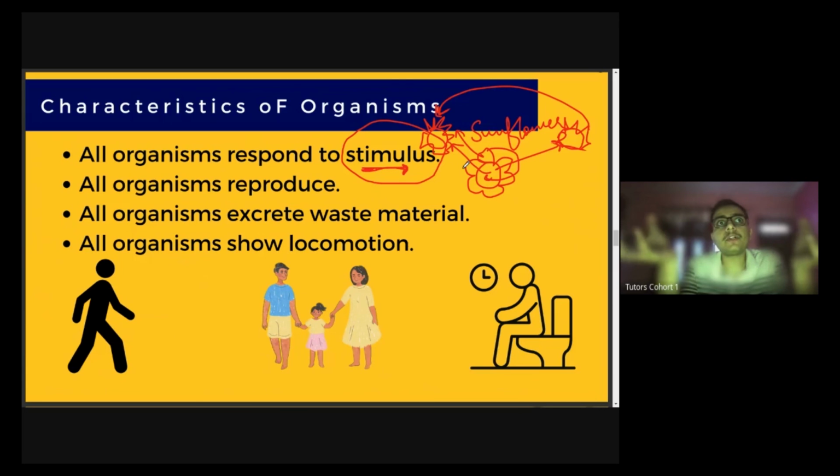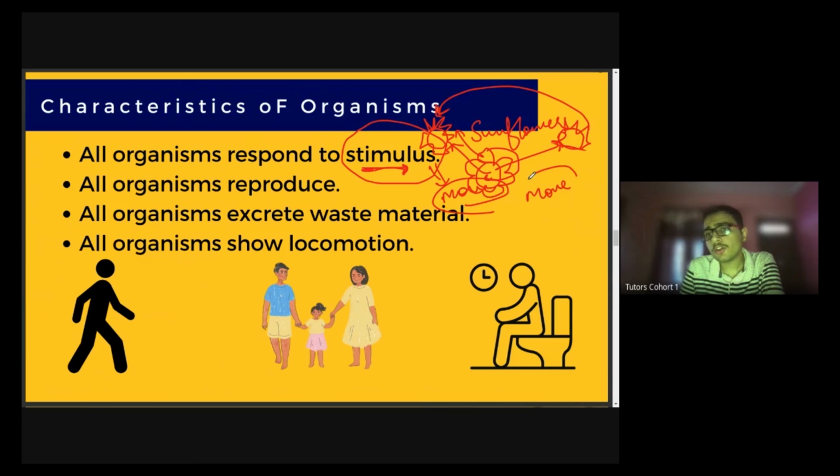For example, if a child is not studying, his mom will come to him and give him a slap, and then the child will start studying. So slap acted as a stimulus, right? So that stimulus made the organism work or move. So all organisms respond to these stimuli. Plural form of stimulus is stimuli.